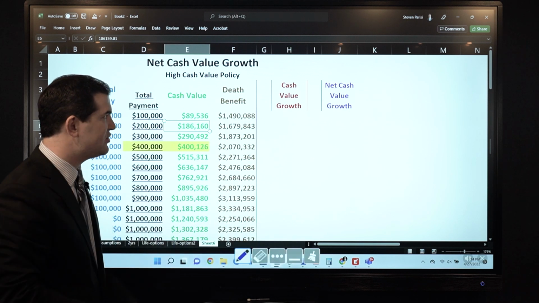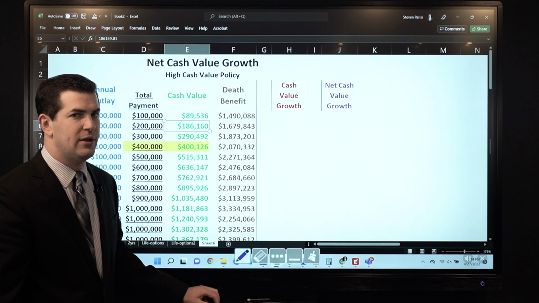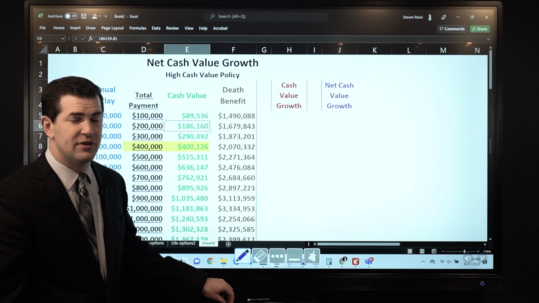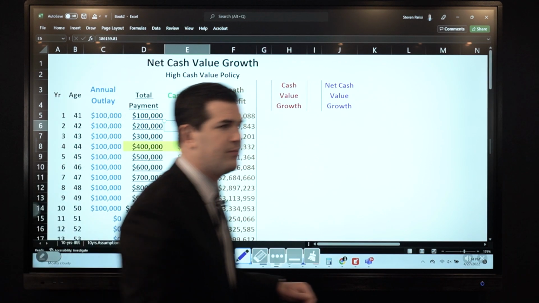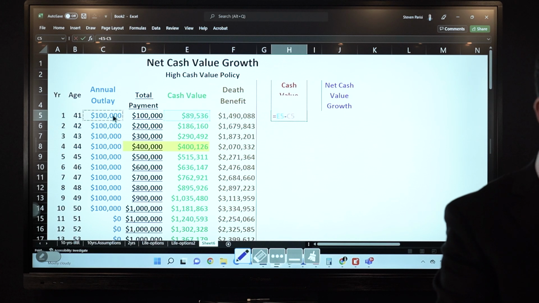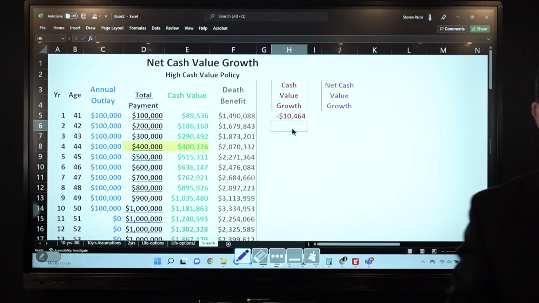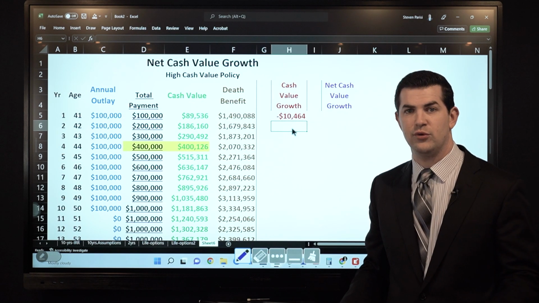But the question is, what is your cash value actually growing by? This may seem simple to some. Some people get very, very frustrated with this. So let's take a look here. Year 1, you pay in $100,000. Your cash value is $89,000 and change. There's that negative 10.5. So I took a hit in the first year.